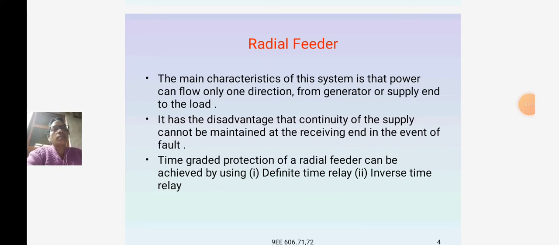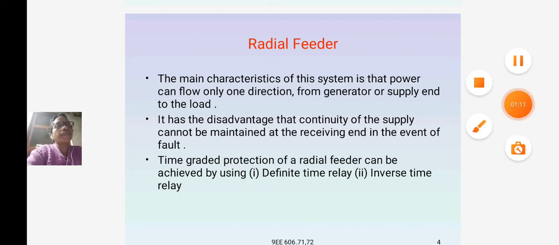The main characteristic of this system is that power can flow in only one direction, from the generator or supply end to the load. It has the disadvantage that continuity of the supply cannot be maintained at the receiving end in the event of a fault. Time graded protection of a radial feeder can be achieved by using a definite time delay and inverse time delay.